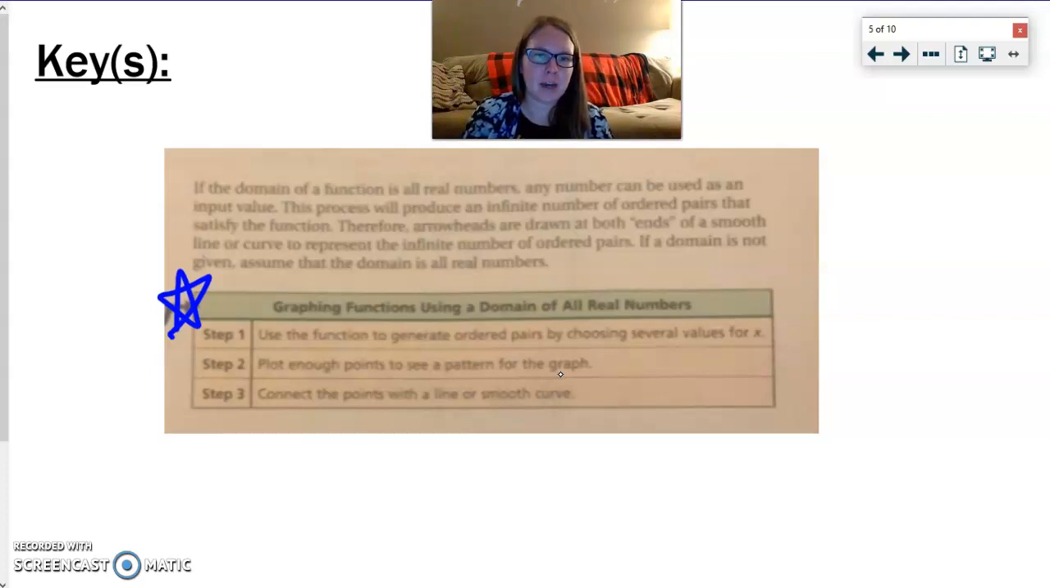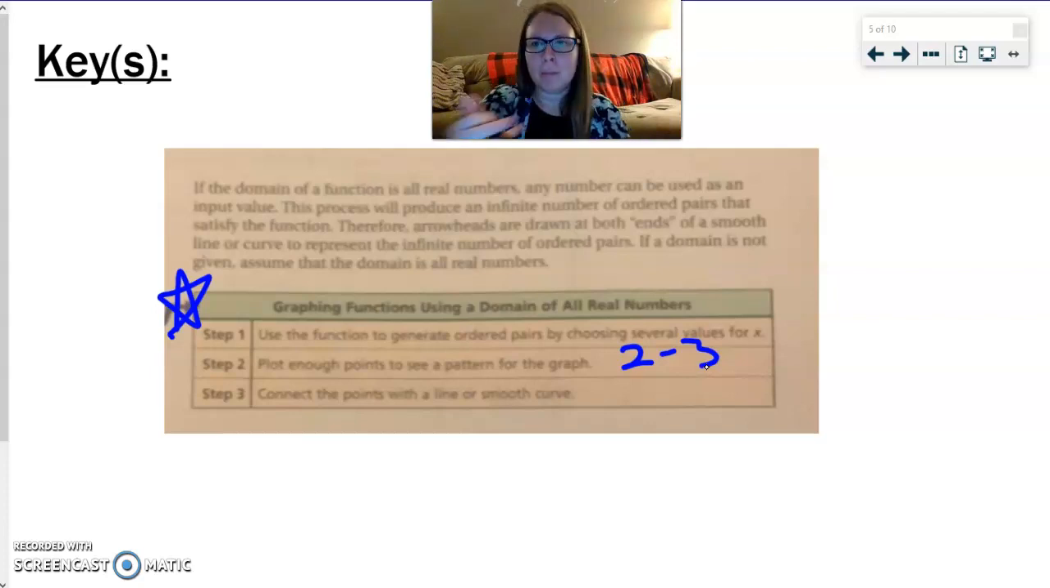Step 2 then is to plot enough points to see a pattern for the graph. So once you have those points, I highly suggest plotting at least 2 to 3 points on your graph at minimum. If you want to plot all of them, you can. But at minimum, so that way you can see what direction this graph is going. And then step 3, connect the points with a line or a smooth curve.